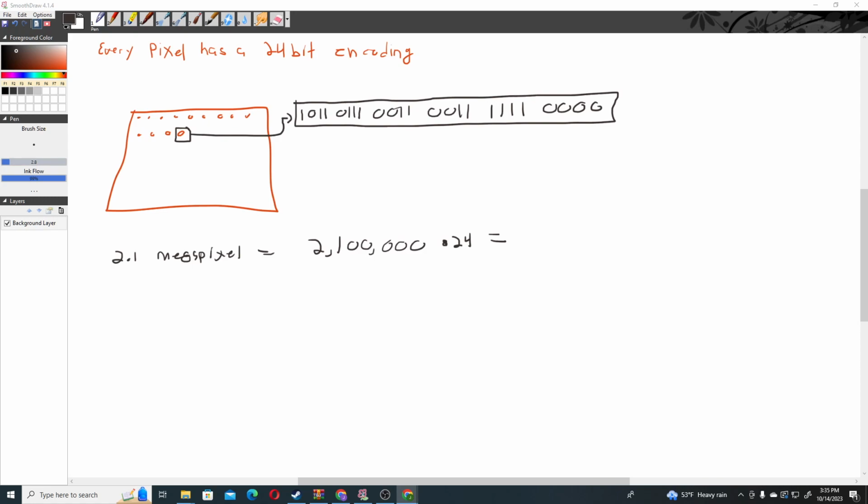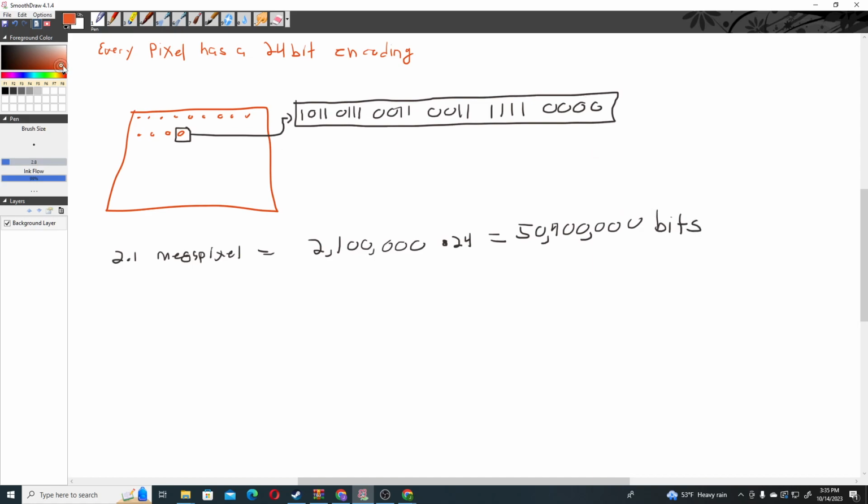Okay, so we get 50,400,000 bits. Now, the book doesn't want the answer in bits, it wants it in bytes.